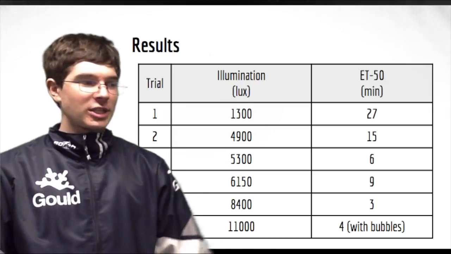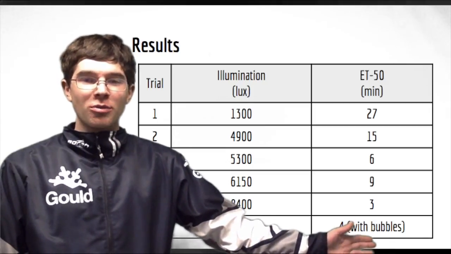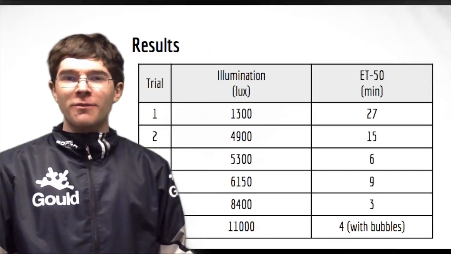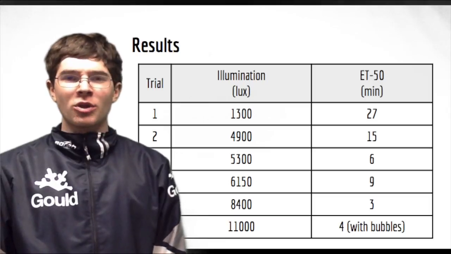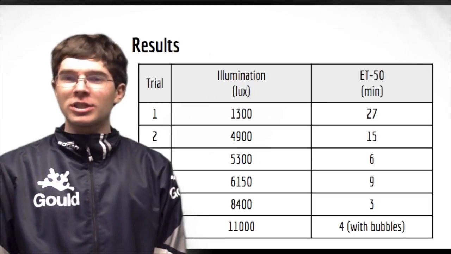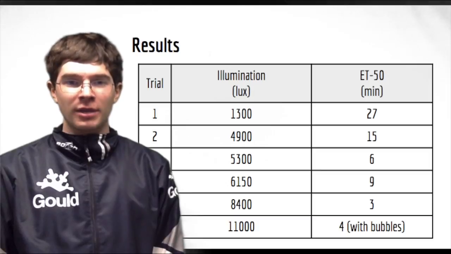Of note, on trial 6, the time says 4 with bubbles. There were some bubbles in the top of the beaker, and it's unclear whether or not this had an effect on the rate of photosynthesis, but either way, it's definitely worth noting.